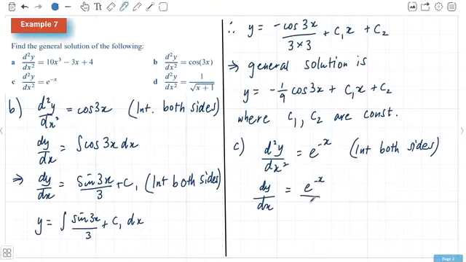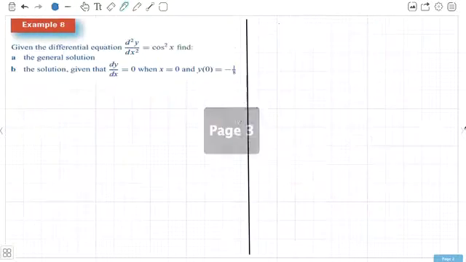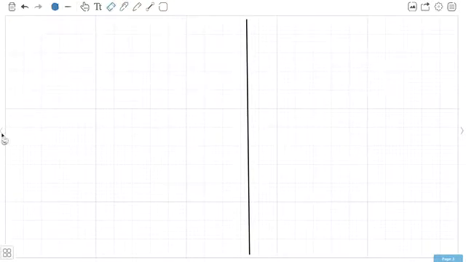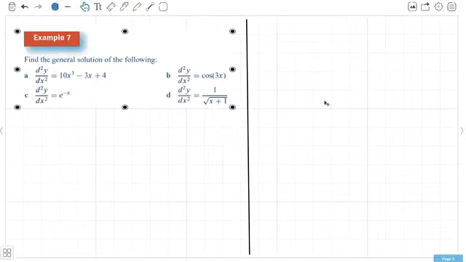E to the negative x divided by negative 1, because it's the derivative of the power that you divide by, plus c. Integrate both sides again. I've just left out the step where I've shown the integration here, so I'm just doing the integration. E to the negative x on negative 1 times negative 1. I'll call that c1, plus c1x plus c2. The negatives will cancel each other out there, so that means that we now have a nice general solution. Just delete this part and bring this over so we can do our last one.